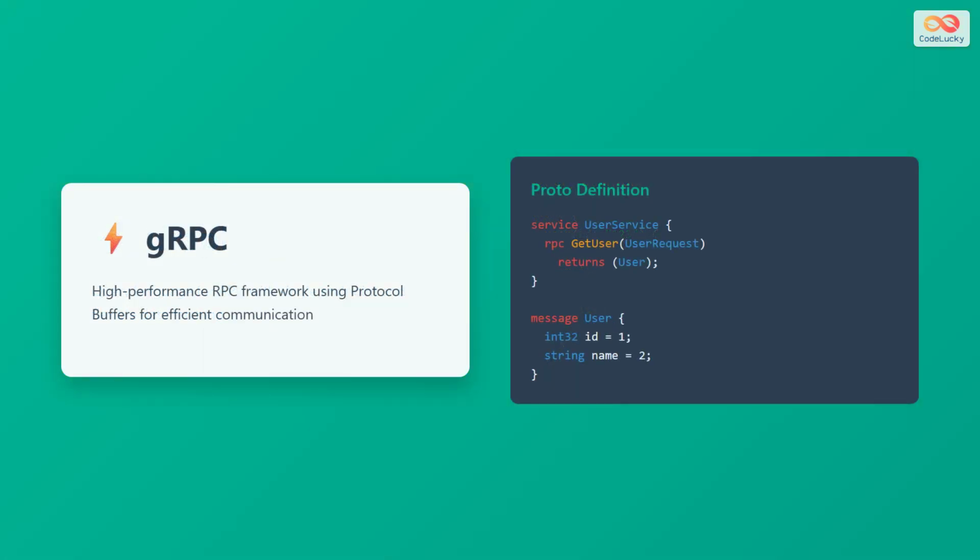Now let's discuss gRPC. gRPC is a high-performance remote procedure call framework developed by Google. It utilizes protocol buffers as its interface definition language, or IDL, and for serializing structured data. This makes gRPC highly efficient for communication between microservices. Here's an example of a protocol buffer's definition. A service called userService is defined with a method called getUser, which takes a user request and returns a user object. The user object contains an integer ID and a string name.